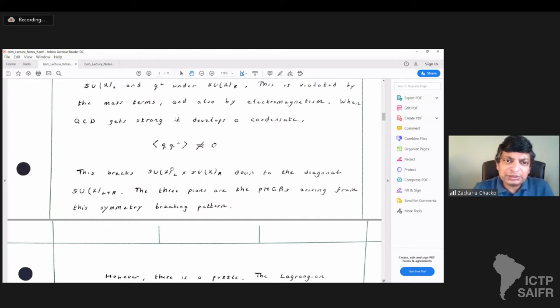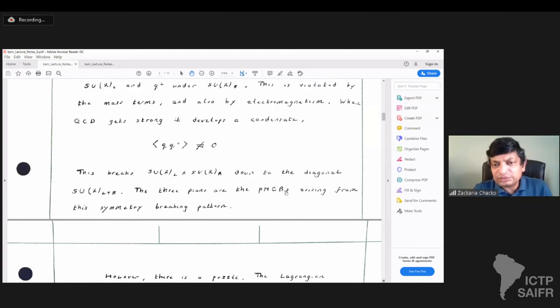SU(2)L has three generators. SU(2)R has three generators. So there are three Goldstone bosons. And the three pions are the three Nambu-Goldstone bosons arising from this symmetry breaking pattern.